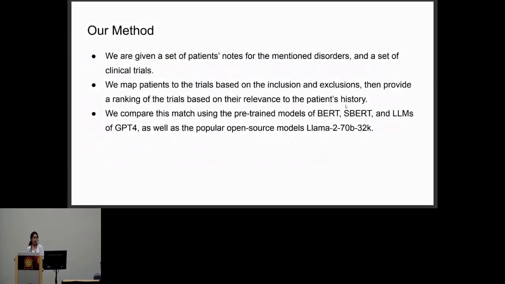Okay, our method. Here, the general problem is that we are given a set of patient notes, the past history, and a collection of trials. And the goal is to find better matches between them. So first we go through identifying the inclusion and exclusion criteria, and then provide a ranking system to find the top 100 matches for each of the patients. And for doing that, we are using the large language models BERT, SentenceBERT, GPT-4, and Llama 2.